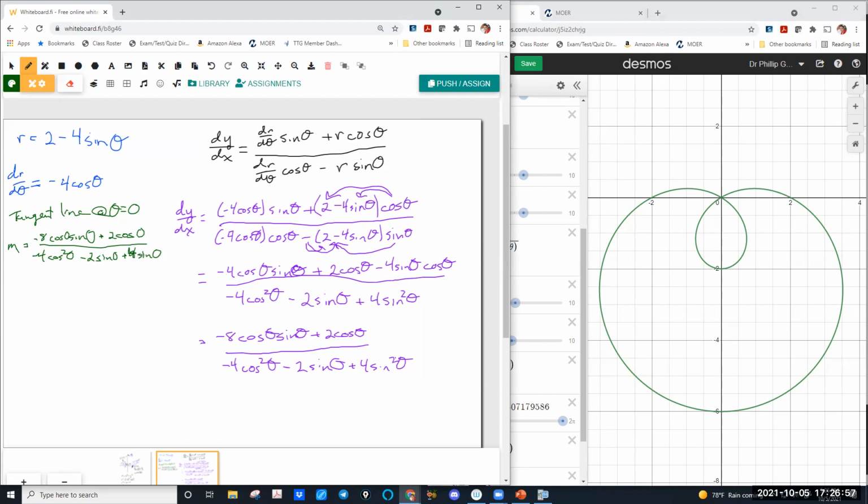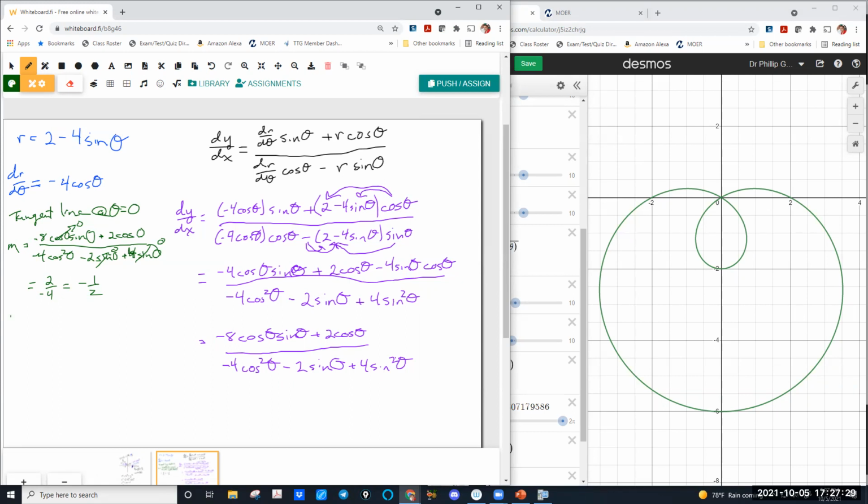Sine of 0 is 0. So that's 0. That's 0. That's 0. So when all's said and done, I've got 2 over a -4, because cosine of 0 is 1. So cosine squared of 0 is 1. -1/2. Well, it looks like if this is our spot, a negative slope makes sense. The other thing we need is a point that it goes to.